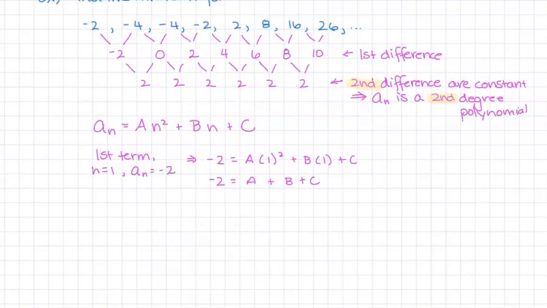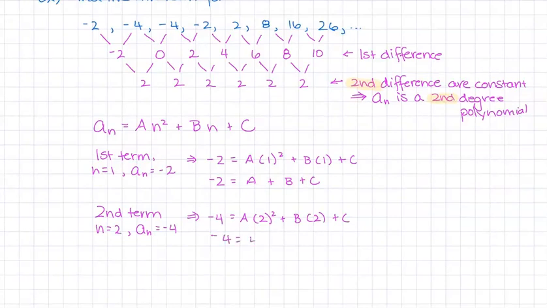And then we're going to do that for the first 3 terms to get our first 3 equations. So for the second term, when n equals 2, we can look up there and see the second term is negative 4. And so again, plugging in negative 4 to a sub n and the 2 for these n's, we're going to get negative 4 equals a times 2 squared plus b times 2 plus c, or negative 4 equals 4a plus 2b plus c. And then we do it one more time.